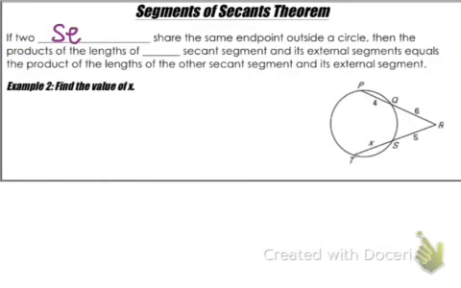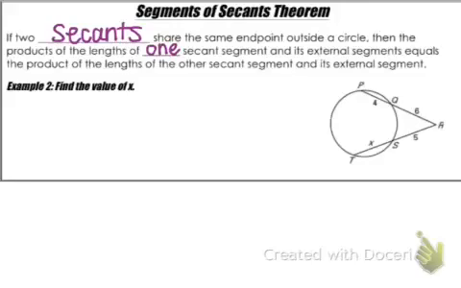Now moving on to the segments of secants theorem. If two secants share the same endpoint outside a circle, then the product of the lengths of one secant segment and its external segment equal the product of the lengths of the other secant segment and its external segment.